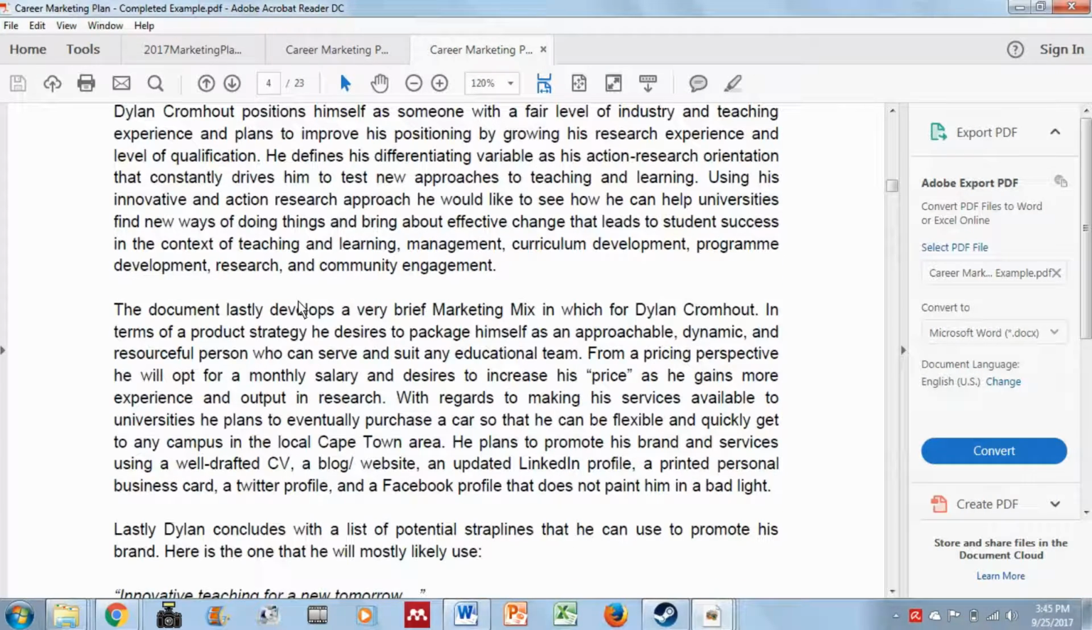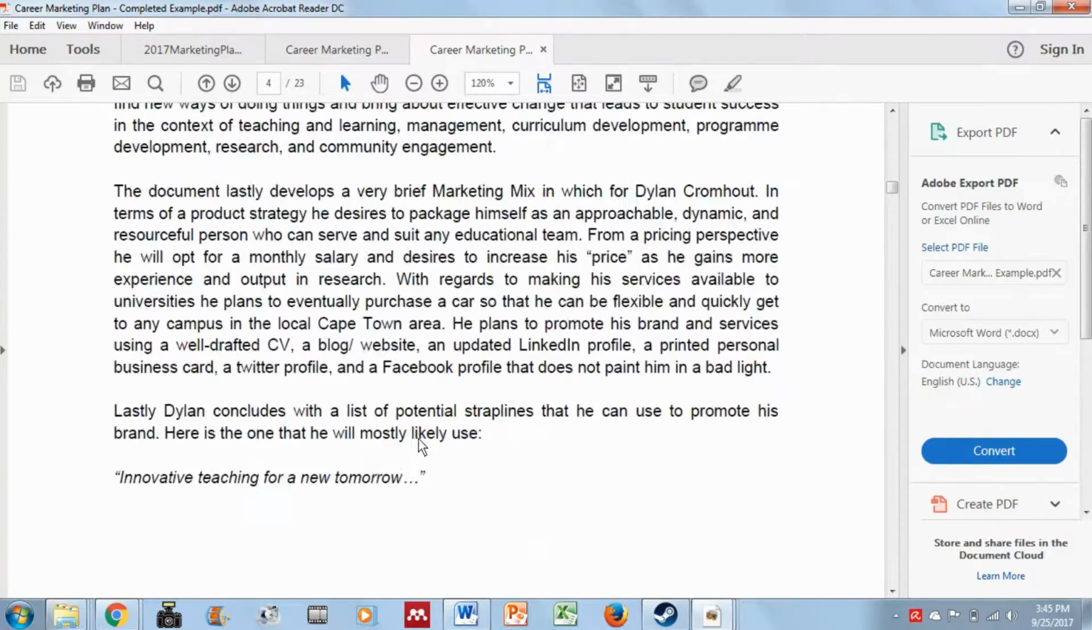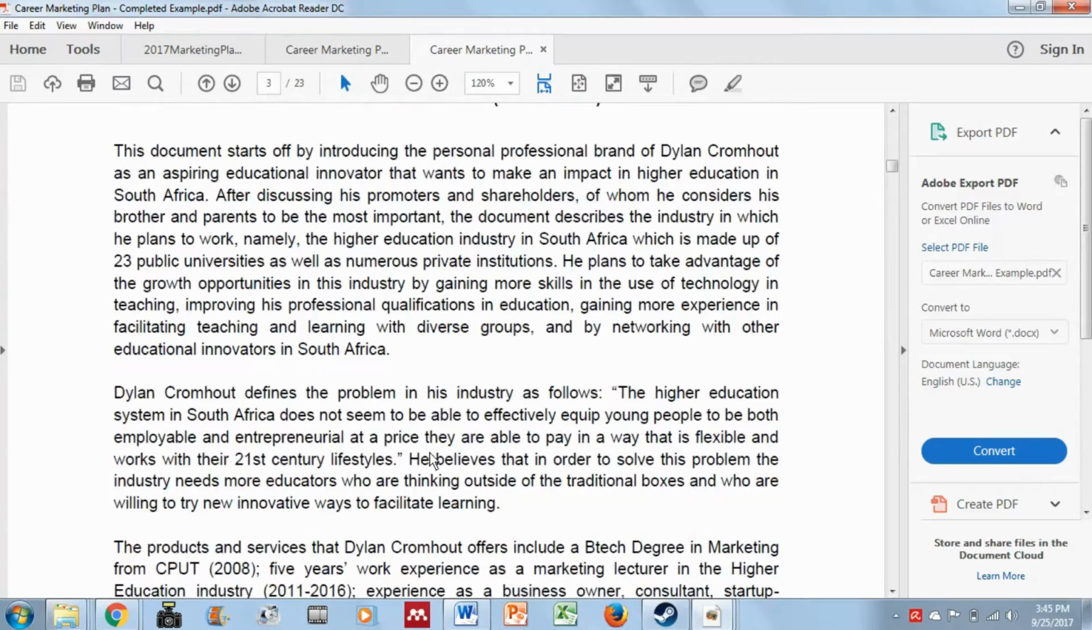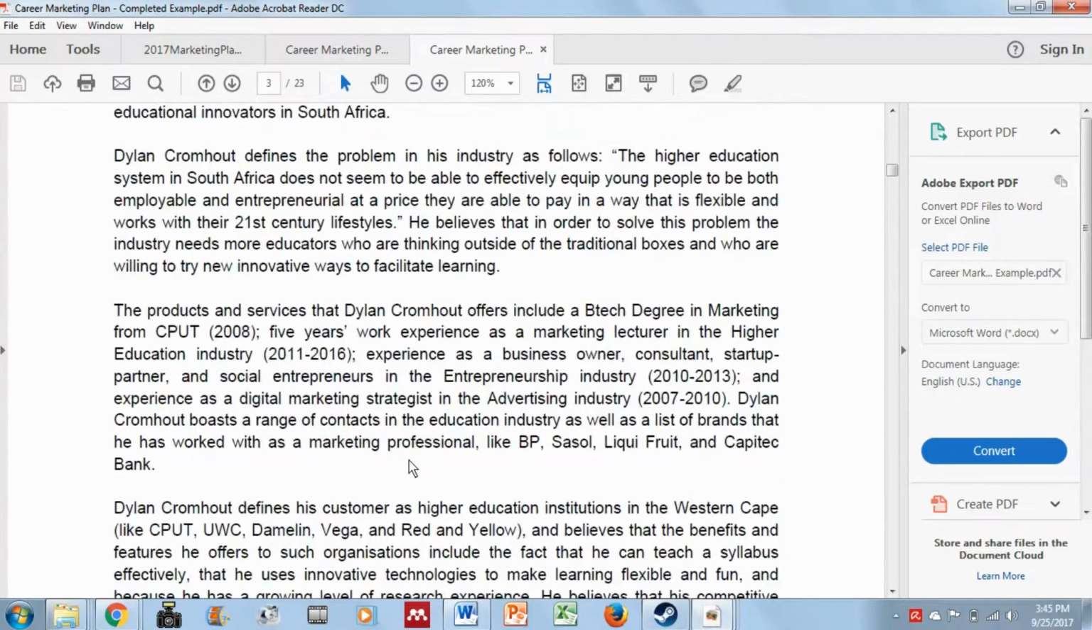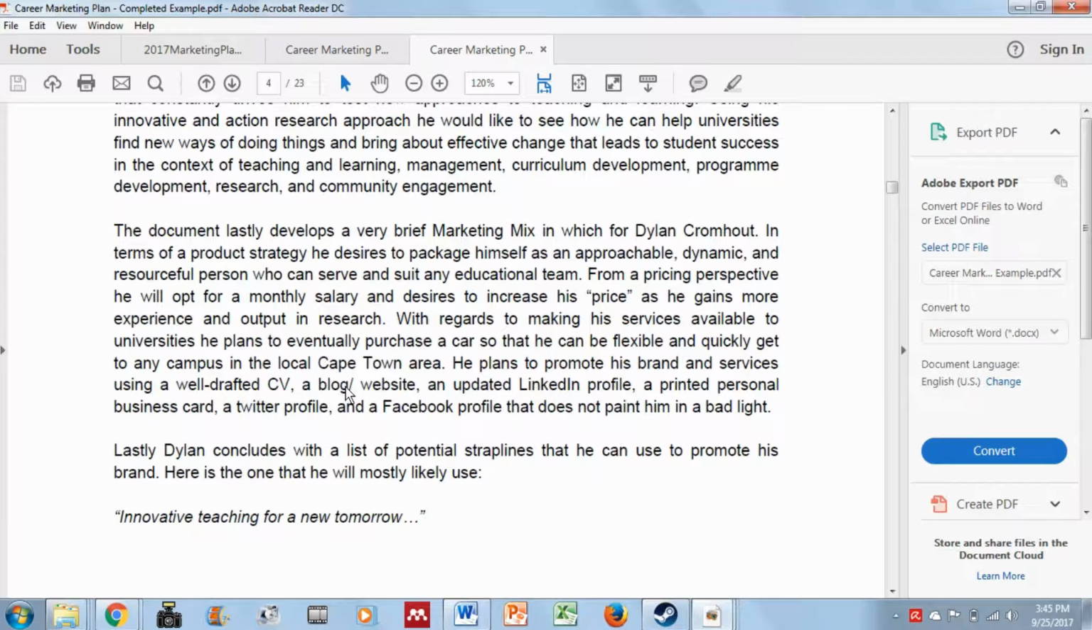And lastly, I focus on some various aspects related to the marketing mix, product strategy, price strategy, place strategy, and I'm very specific here. I give specific examples. Lastly, I conclude with a strapline, innovative teaching for me tomorrow. So you see 2 pages that actually summarizes the entire document. If you had to read just these 2 pages, you would have a good idea of what's in this document and what it actually says. You wouldn't really need to read the entire document unless you wanted to look at specifics. Okay, that's very important.